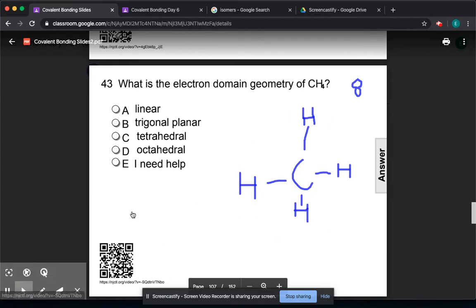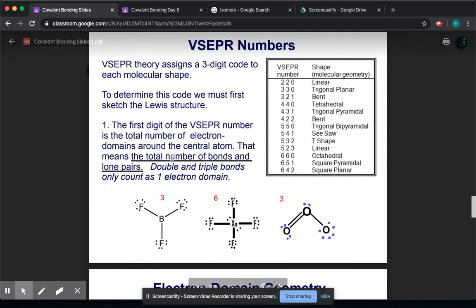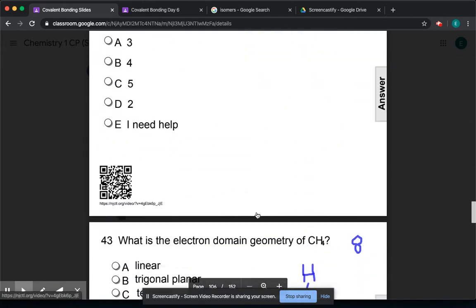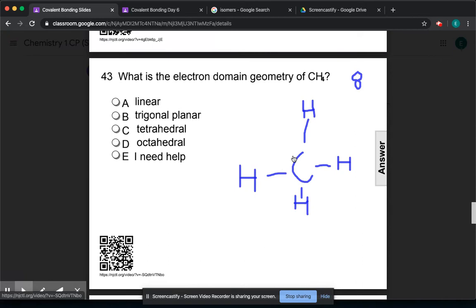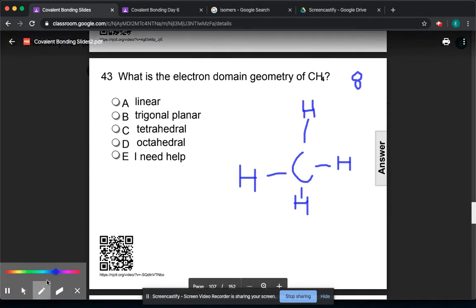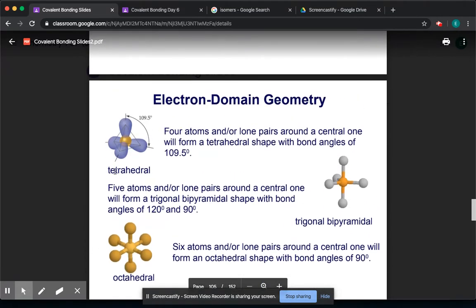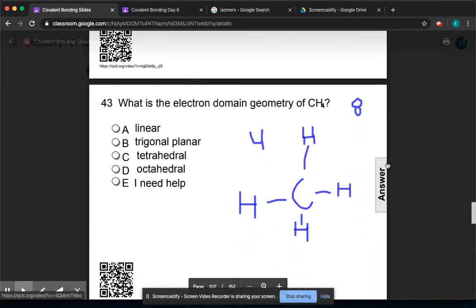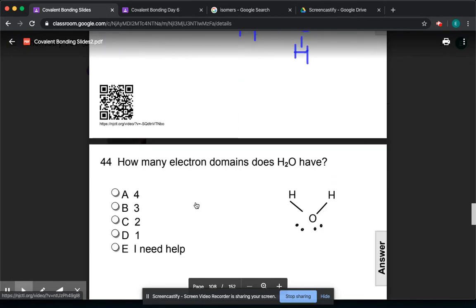So if we follow the rules of this, the first number is supposed to be the total number of bonds and lone pairs, and that'll give us the EDG. How many bonds are on here? 4. How many lone pairs are on here? 0. So what is the first digit? The first digit is 4. And if the first digit is 4, our shape is tetrahedral. Okay? So for CH4, the EDG would be tetrahedral.